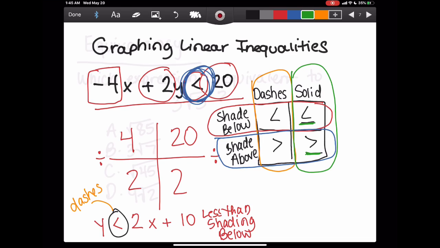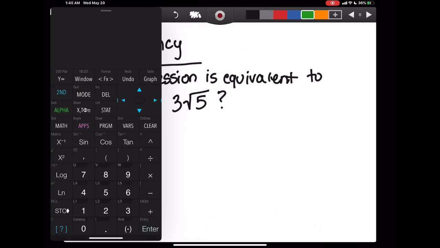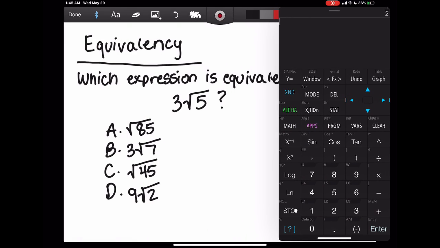On your final, you may see an equivalency type of question. If you see a question that says which expression is equivalent to 3 times the square root of 5, the first thing you would have to do is know what 3 times the square root of 5 is. You will go to your calculator. This is basically just saying 3 times the square root of 5. It just didn't write any parentheses or the actual multiplication symbol, but this is what it's saying: 3 times the square root of 5.